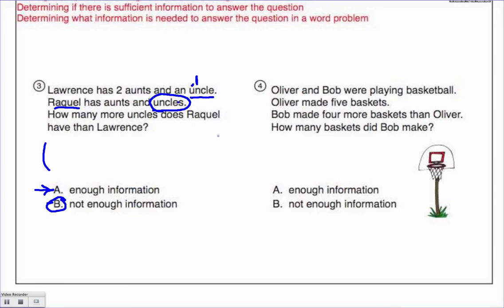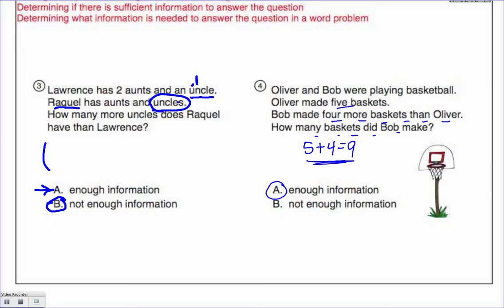All right, it says Oliver and Bob were playing basketball. Oliver made 5 baskets. Bob made 4 more baskets than Oliver. How many baskets did Bob make? If Bob made 4 more than Oliver and Oliver made 5, all you have to do is 5 plus 4. He obviously made 9 baskets. So that is enough information.